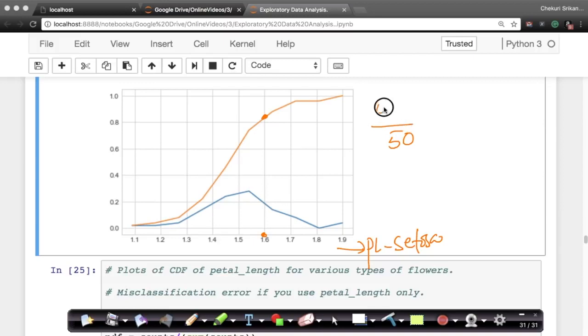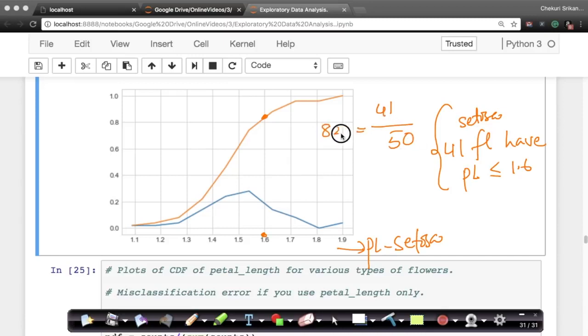Let's assume 41 setosa flowers have their petal length less than or equal to 1.6. And our total data set is 50 points. So you divide 41 by 50, that gives you 82% or 0.82. And you put that on the y-axis.